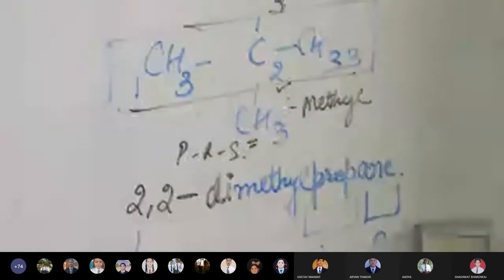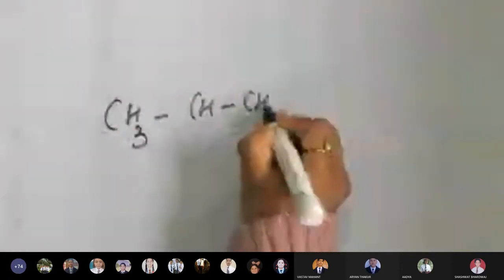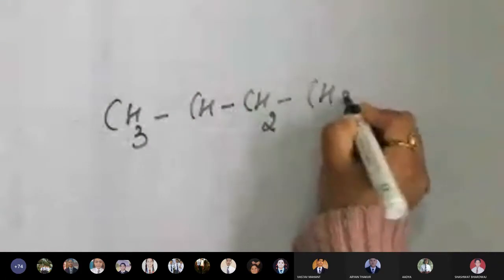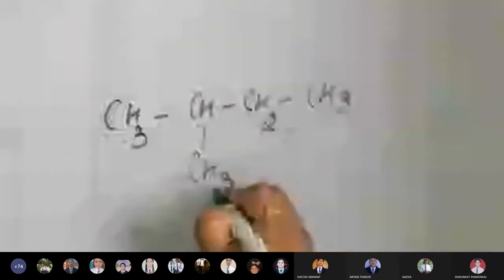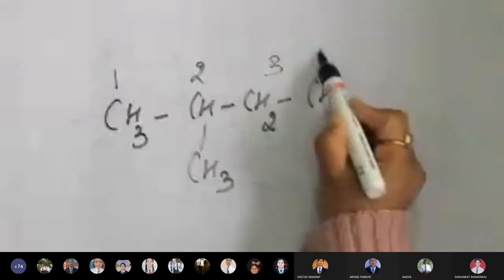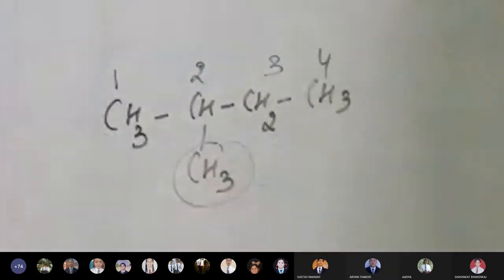Then I'll go to the second question. Okay, since you have done the numbering for that also. So the second question is this: CH3, CH, CH2 and CH3. Here it is given CH3. So how did you tell me? 1, 2, 3 and 4. This becomes an extra group.